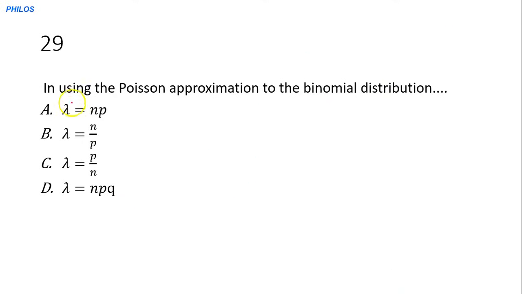Question 29 says, in using Poisson approximation to the binomial distribution, which of the following is correct? So the answer is A. N times P will give you lambda. That is the mean. So let's move to the next question.